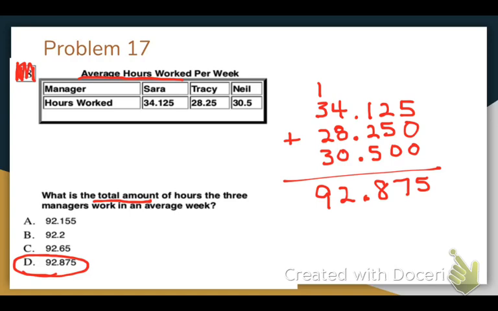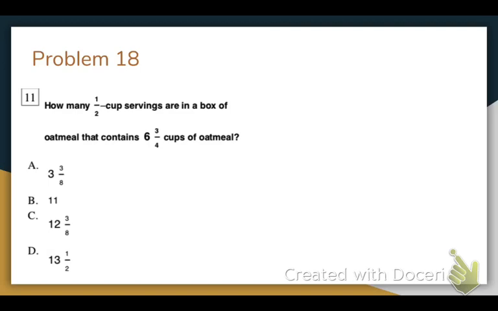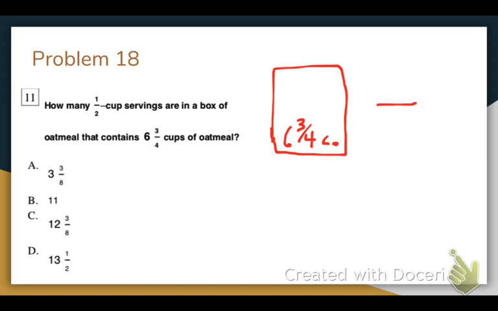Alright, and last problem. This is a tricky one. I know we hadn't worked on it a lot. But we're trying to find out how many half-cup servings are in a box of oatmeal. So I've got my box of oatmeal here, and it's got 6 3/4 cups of oatmeal in it. And I want to know how many half-cup servings. So as I pour into my bowl, I'm only going to have a half a cup. So how many of those?